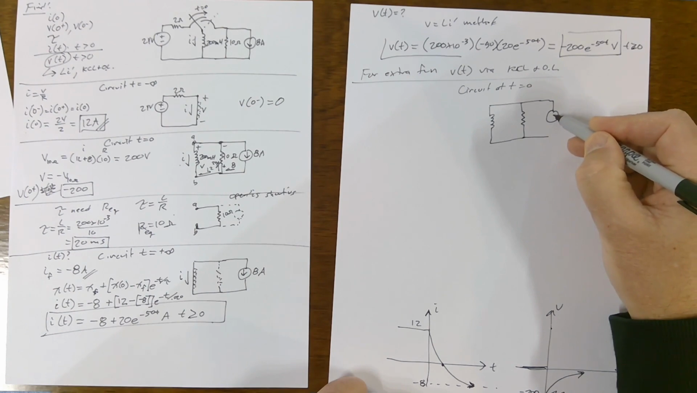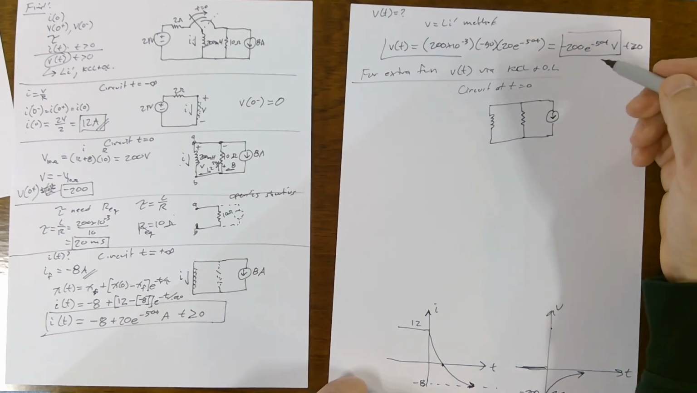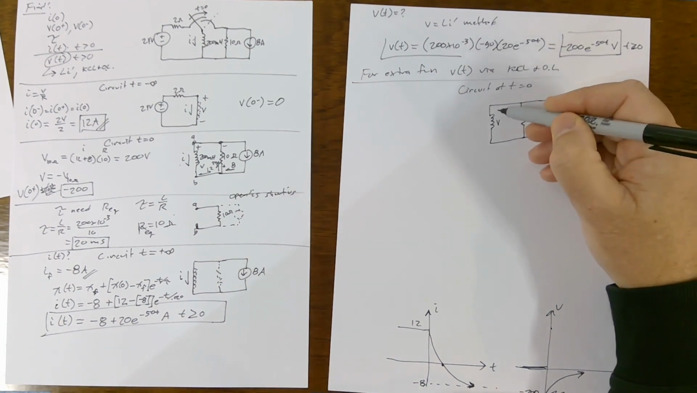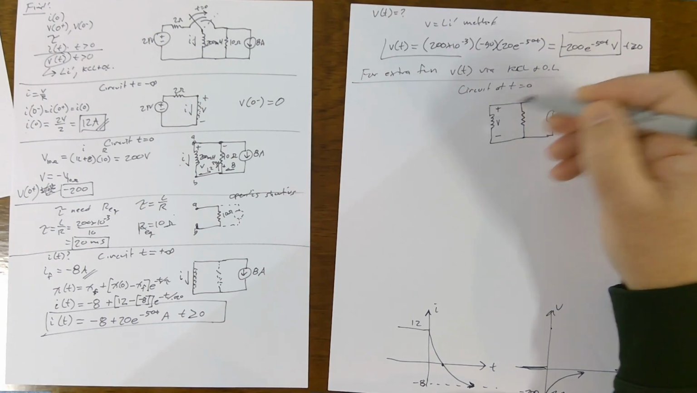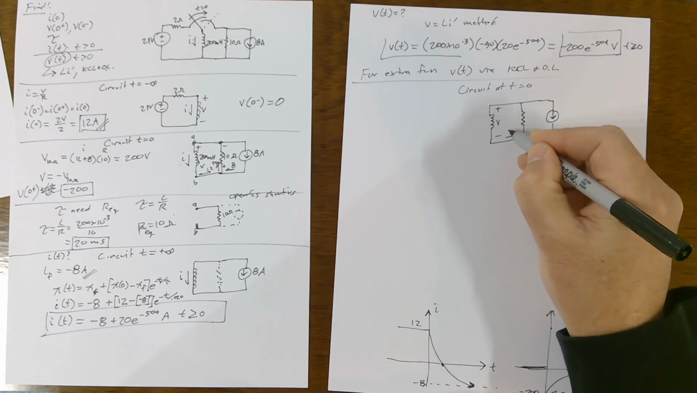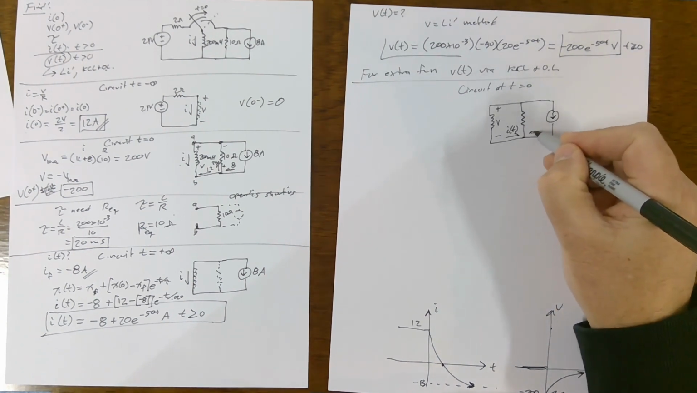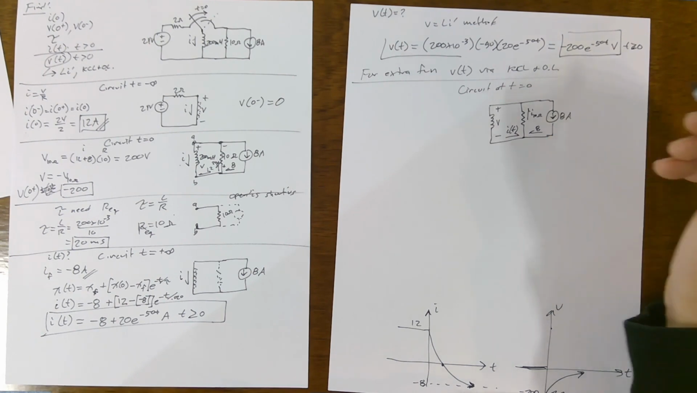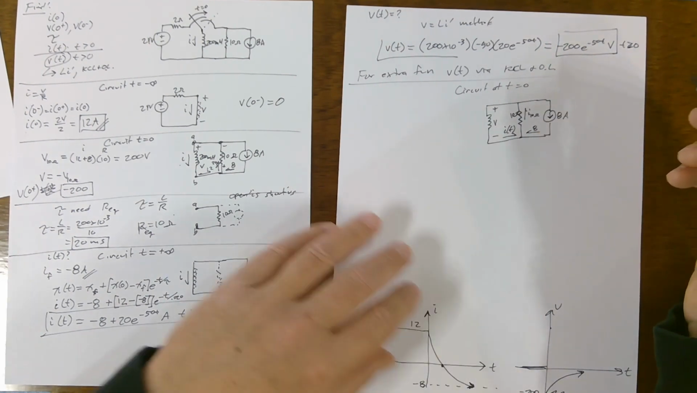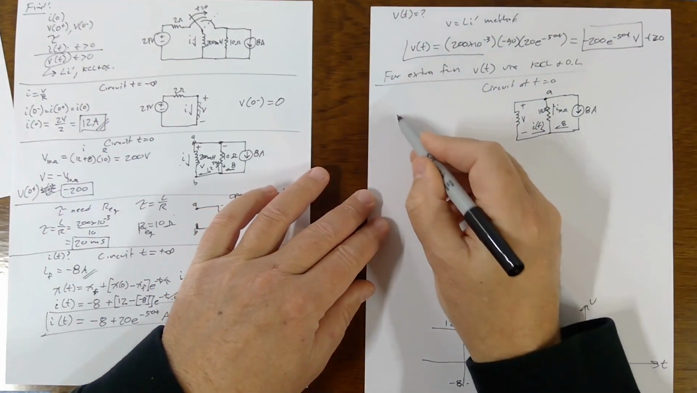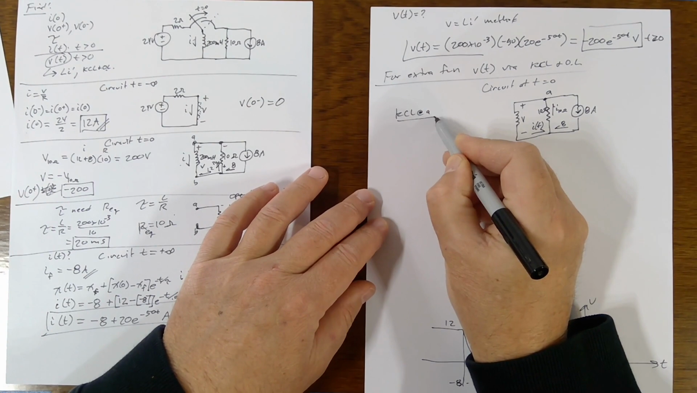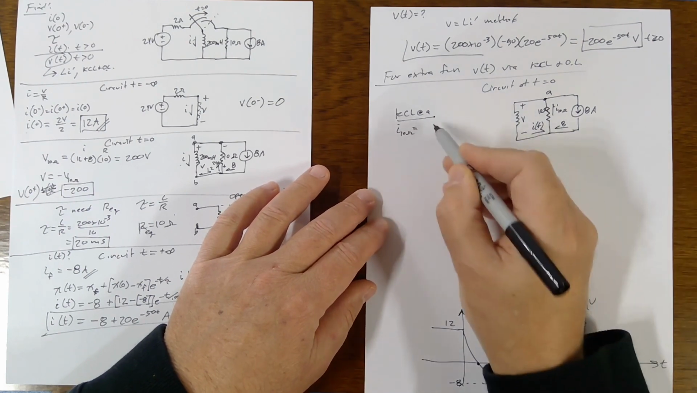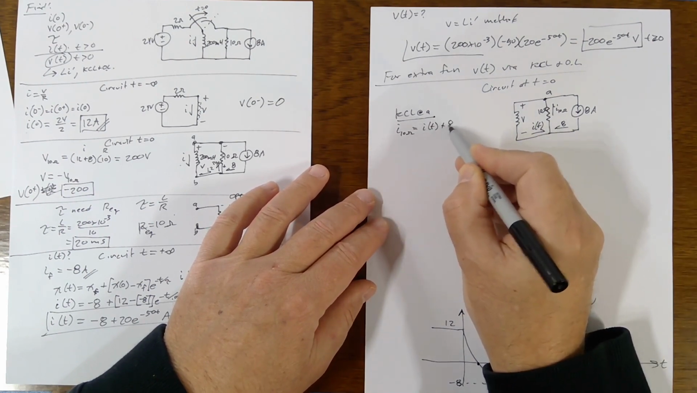So here's V, and there's V, using the same polarity, that's fine. This is I of t, and this is I of t, and then there's 8 coming this way. Let's call the current in the 10 ohm resistor I in the 10 ohm, and let's call this node A. If we do KCL at node A, then the I in the 10 ohm is these two: it's I of t plus 8.